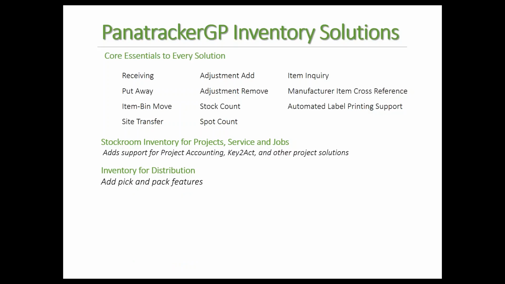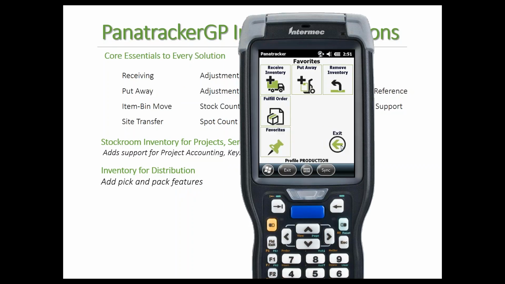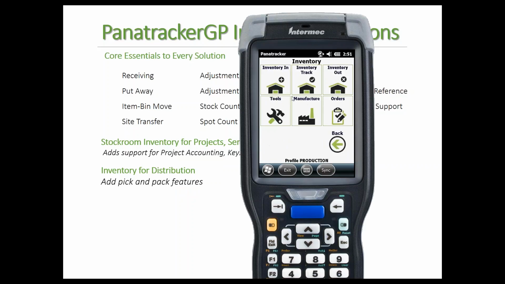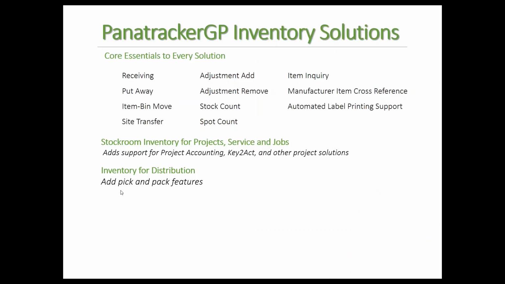We have inventory for distribution, and that adds pick and pack features. If I go back to my handheld, I'm on a favorites menu, which is just giving me the transactions I'm working on. But that gives you all sorts of functionality. You're able to fulfill orders, verify orders, assign shipping and tracking numbers, and all that type of stuff. That's in distribution, and it adds that to your core essentials.